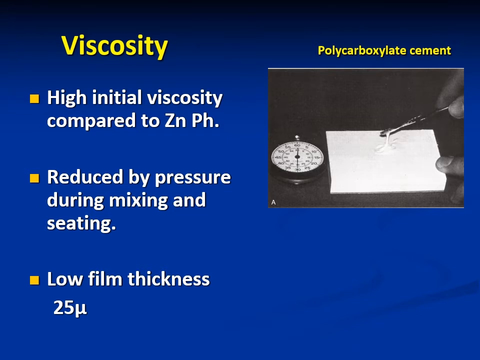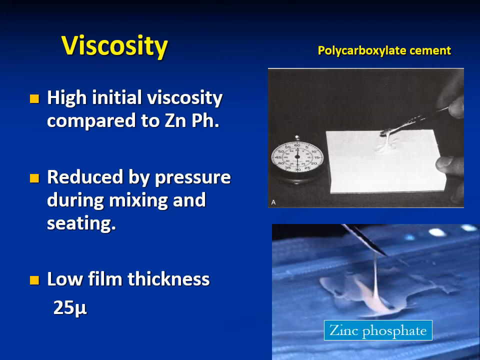The initial viscosity is comparable to the zinc phosphate cement, as we said, because of shear stresses applied during mixing. And the viscosity can be decreased by pressure to give a low film thickness of 25 seconds. This is the zinc phosphate cement and this is the polycarboxylate cement.